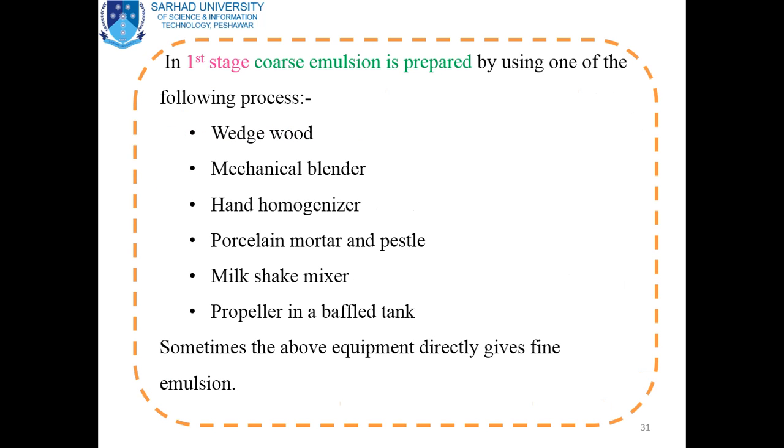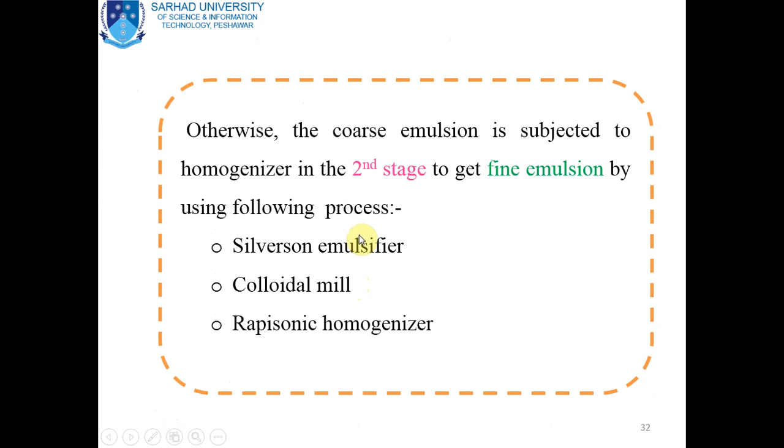In the first stage, a coarse emulsion is prepared by using one of the following pieces of equipment: wishboard, mechanical blender, hand homogenizer, porcelain mortar and pestle, milkshake mixer, propeller, and the baffle tank. Sometimes the fine emulsion is also formed in this process by using this equipment directly. If fine emulsion results, there is no need for the second stage. If coarse emulsion is prepared in the first stage, then we further subject the coarse emulsion to the second stage, to the homogenizer, to get a fine emulsion by using the following equipment: Silverson emulsifier, colloidal mill, or Rapisonic homogenizer.